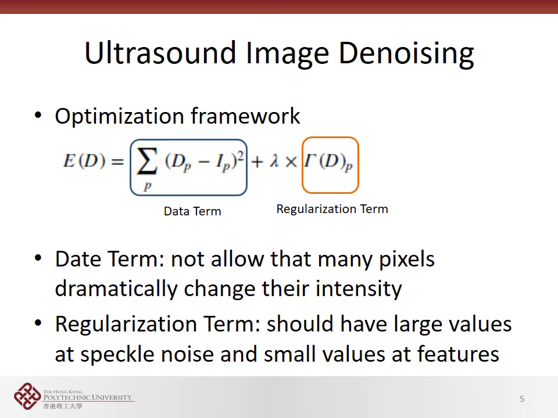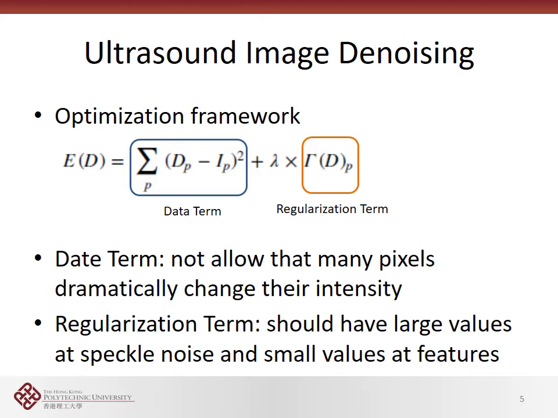Actually, the whole idea of our ultrasound image denoising algorithm is quite simple. It is a global optimization framework. This function is the objective function of the optimization framework. In the denoising procedure, our aim is to seek an output image that can minimize this objective function. You can see that this objective function has two terms. The first term is the data term.